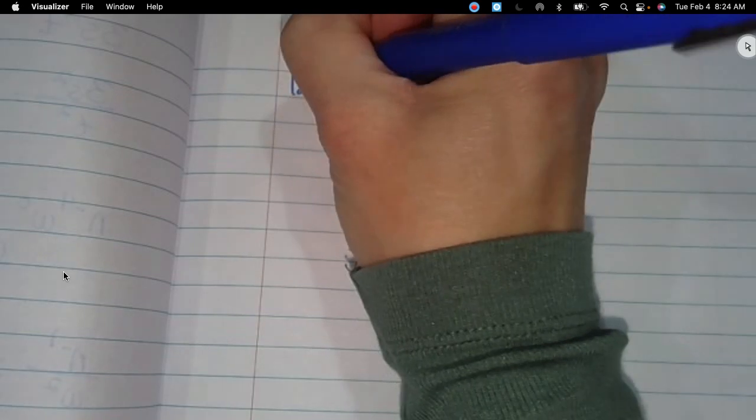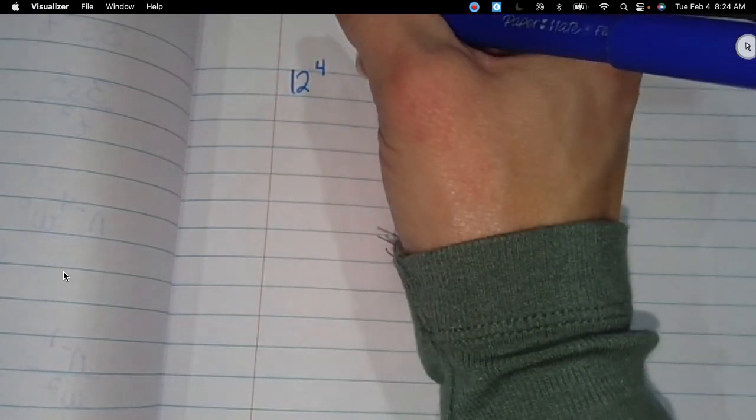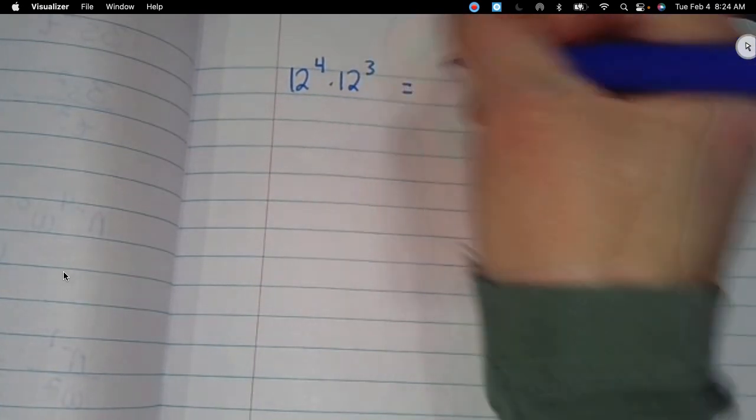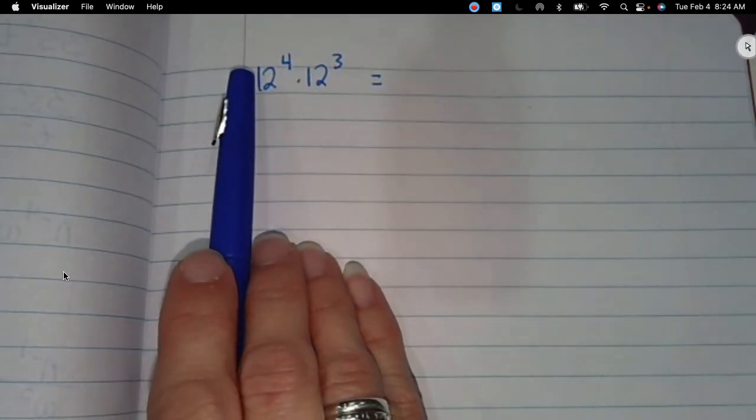12 to the 4th times 12 to the 3rd. Do y'all see that they have the same base? Does everybody see that? But that means 12. What's the base? Sorry, I should start off with that. Our base is 12. What are our exponents? 4 and 3. Okay, so let me show you something.